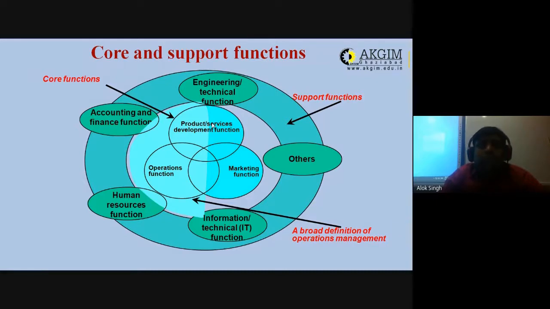Okay, so you need to focus on IT related, means you need to deploy IT as an integral part of all your production processes, all your operations basically nowadays. Some other functions are also there. It depends on organization to organization. So these all are core. Basically core functions are product or service development function, operations function and marketing function, and all other functions are support functions. So these core and support functions are based on operations in context with operations functions.